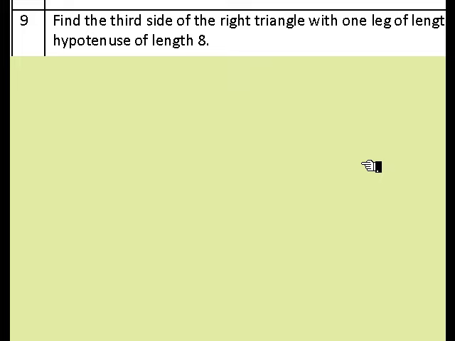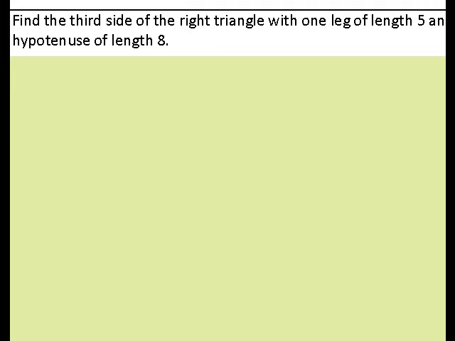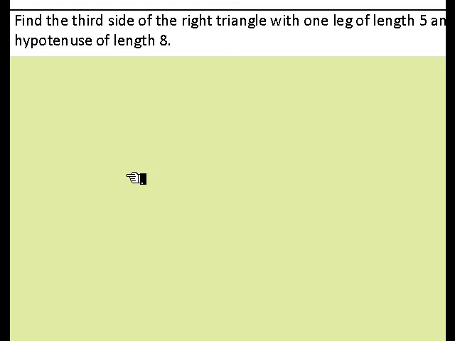All right, now we want to find the third side of the right triangle with one leg of length 5 and a hypotenuse of length 8. All right, let me just show that over here. Okay, so again, let's just draw a picture. So one leg has length 5 and the hypotenuse has length 8. So put that as the long side across from the right angle, and this is the side that we want to find.